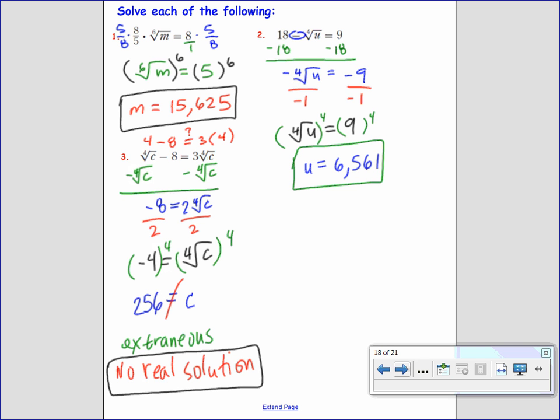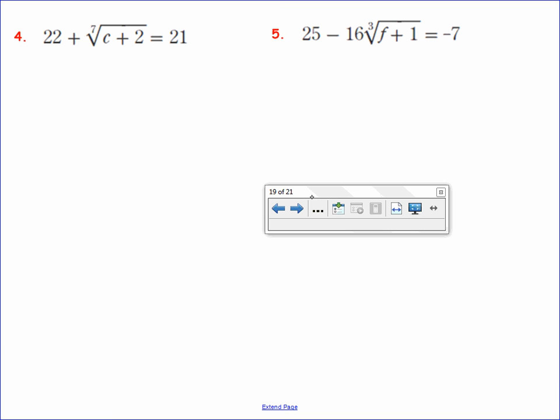Awesome. What questions do you have about undoing our radicals? Then go ahead and show me you get it with number 4 and number 5, and be ready to share your results on the whiteboard. You may do this with your partner. Check with your partner, and be ready to share on the whiteboard.